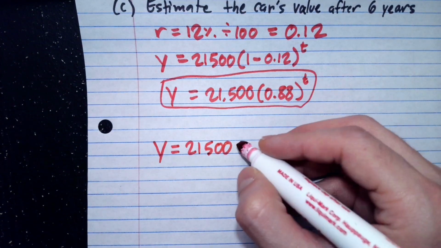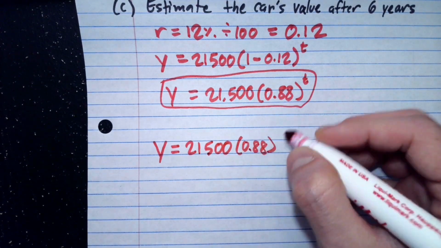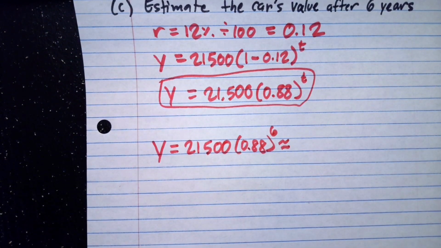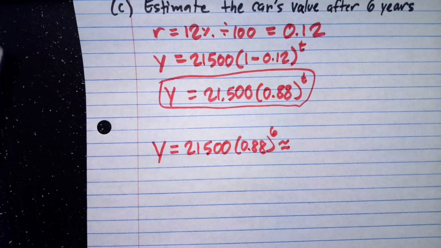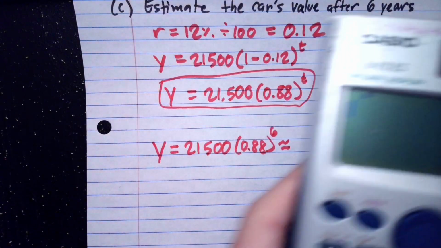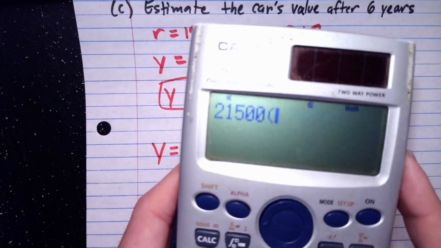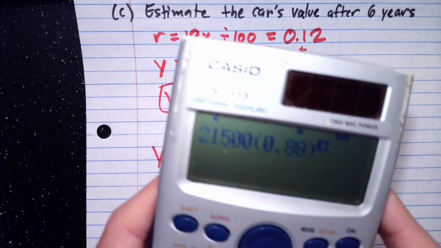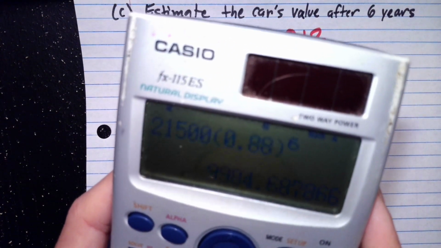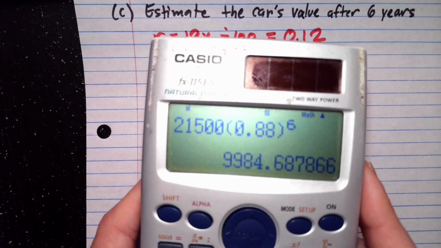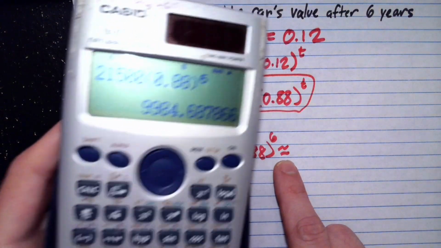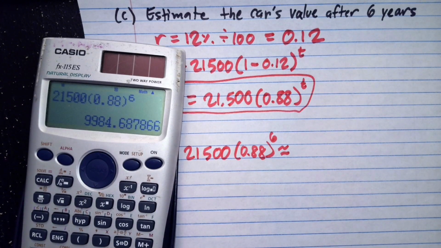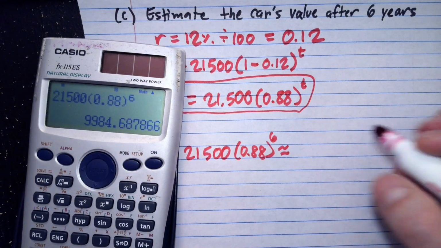So we get 21,500 times 0.88, all of that to the 6th power. Now this is almost impossible. Actually, it is impossible to do in your head, so I'll just get a calculator. We're going to do 21,500 times 0.88, and we're going to raise that to the 6th power. And this is going to give us this really big old funky decimal. I already put my approximation marks here. Because we're talking money, it doesn't make sense for us to have more than 2 decimal spots, so I'm just going to round to 2 spots.